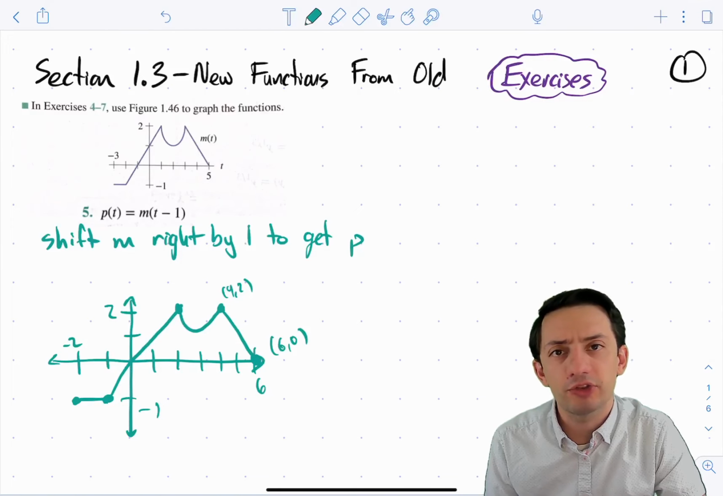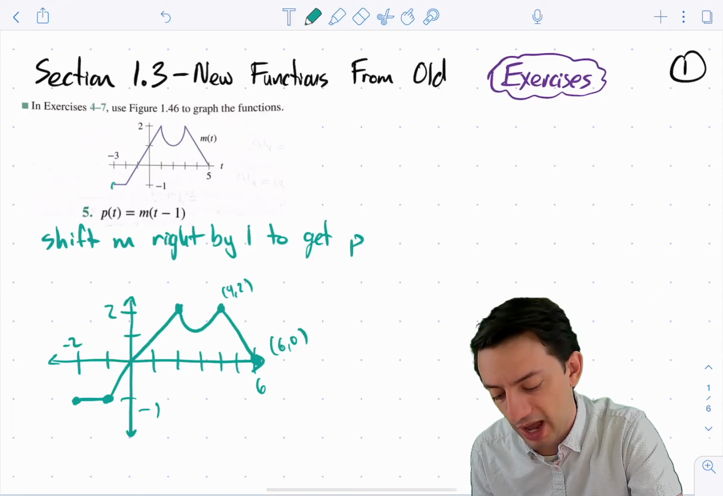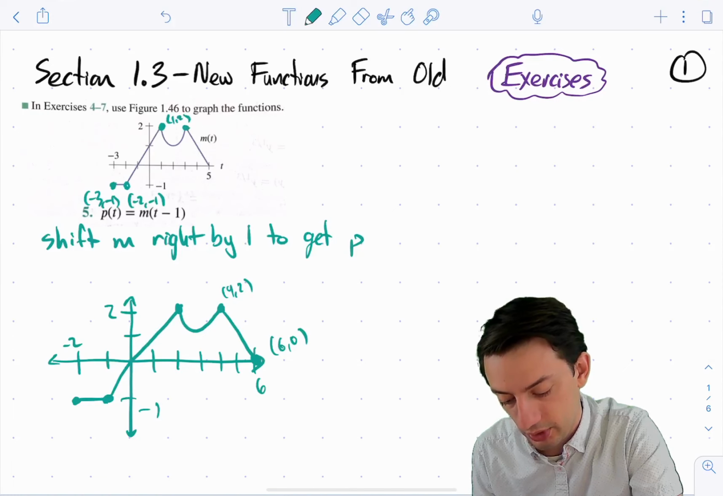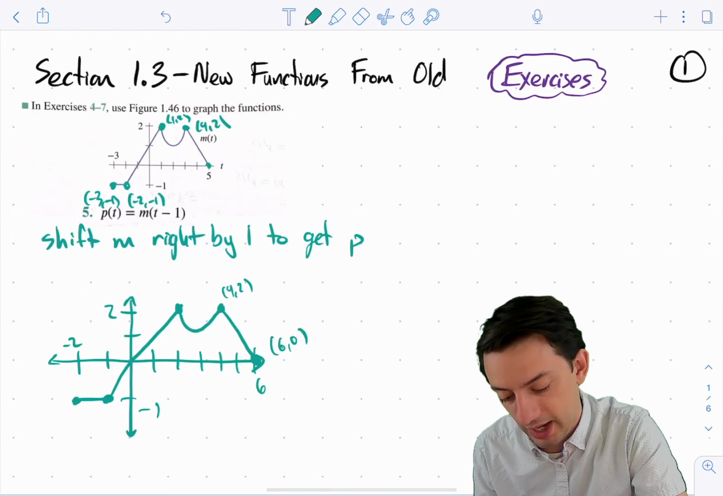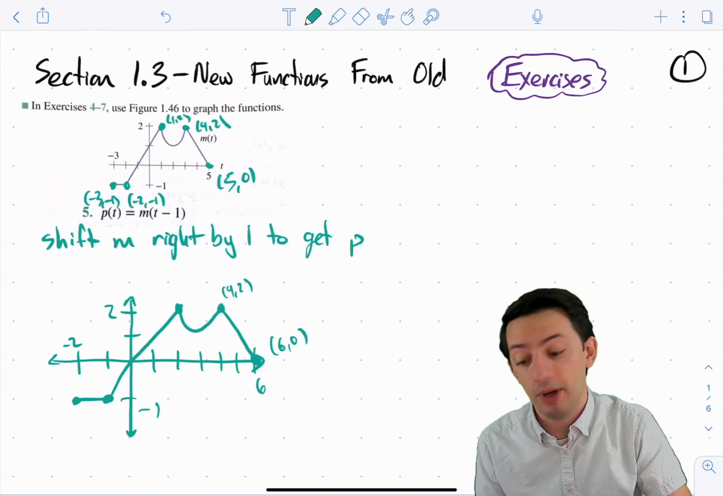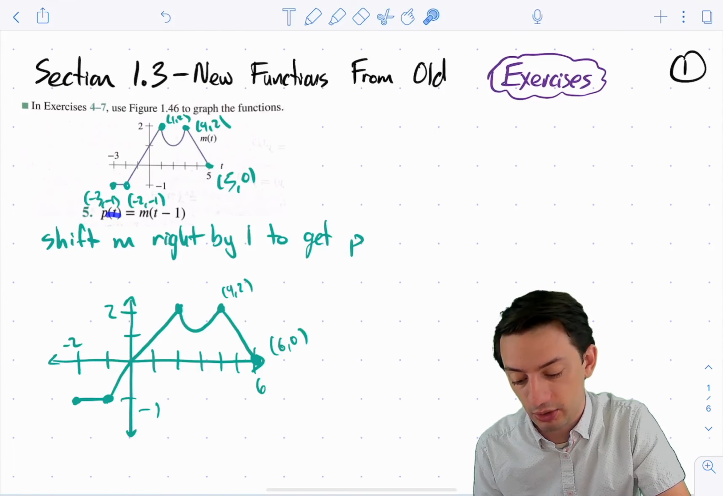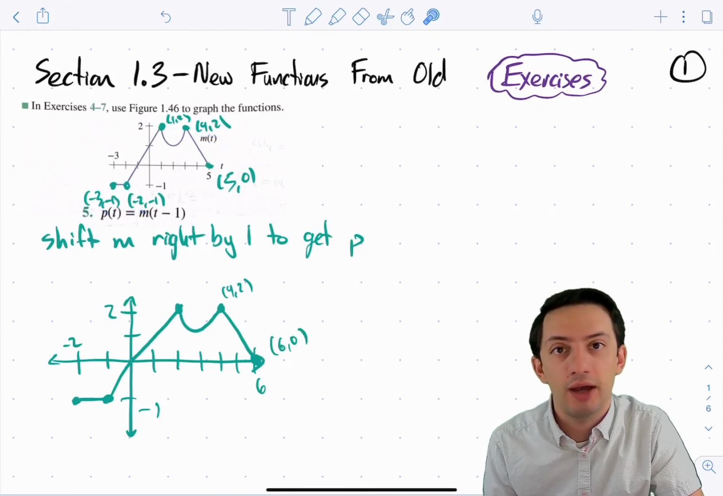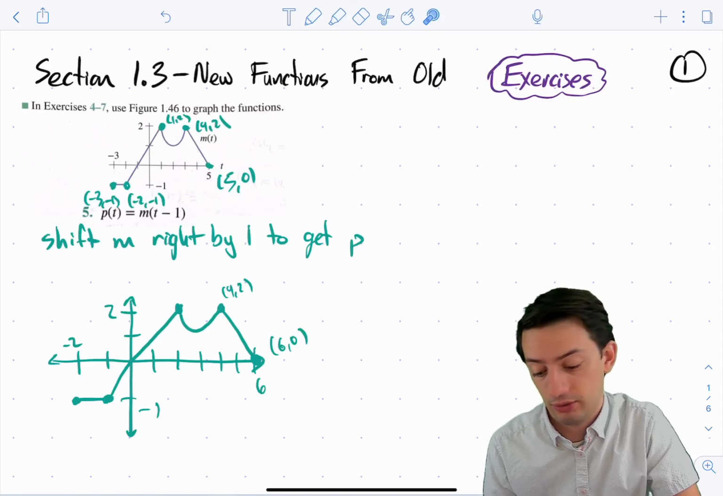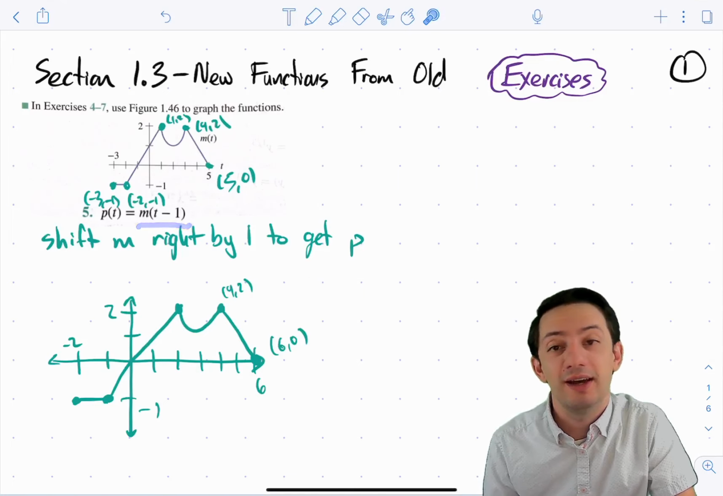Maybe an easier way to do this from the start would have been to go to their graph and label each one of these points: -3, -1; -2, -1; 1, 2; 4, 2; and 5, 0. Then shift those all to the right by 1 by just adding 1 to each of the x coordinates. Draw those dots on your new graph and then connect them. Either way, that's our answer. All we needed to do was figure out what this meant and then draw the graph.